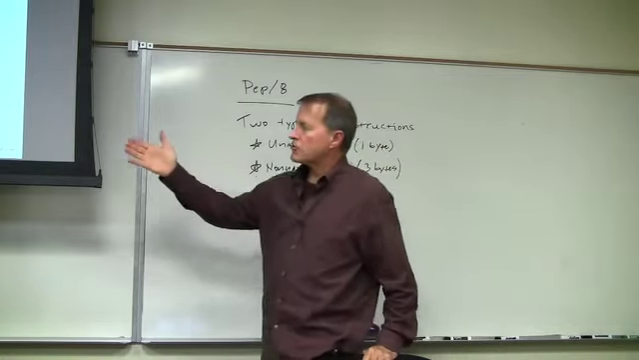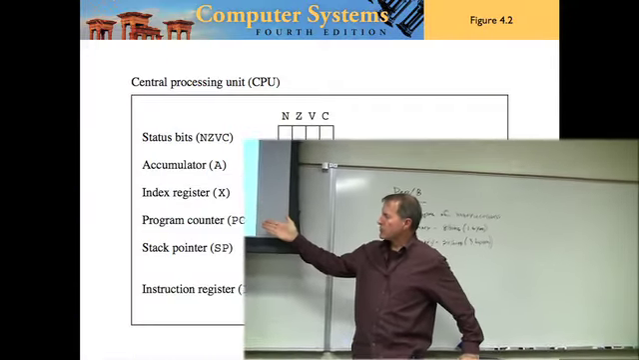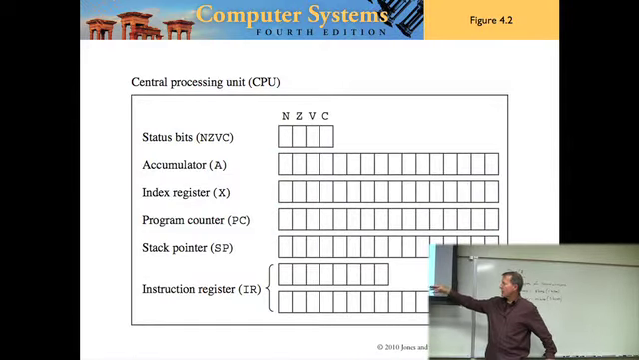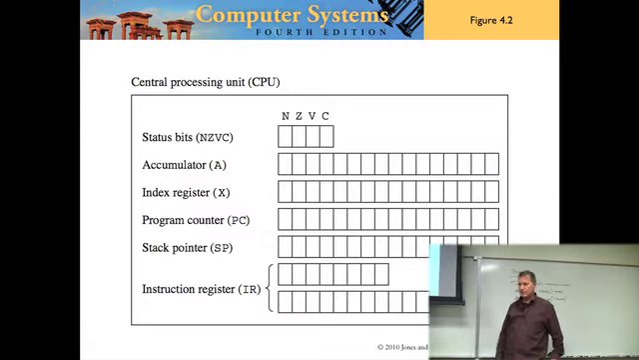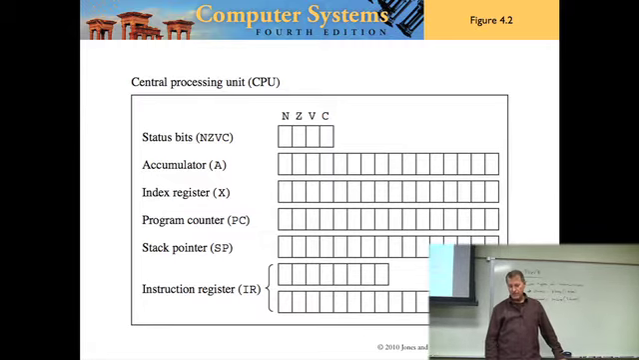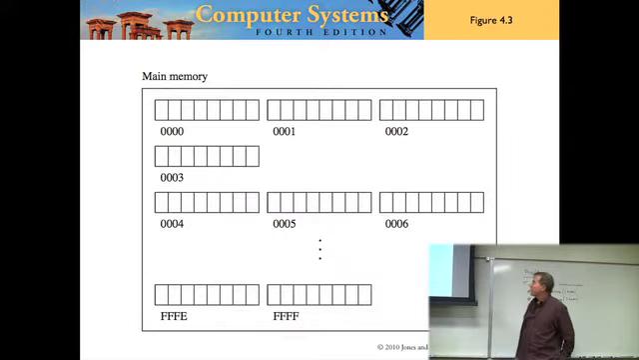So there might be situations in which the instruction register stores just 1 byte and the rest of it is just ignored. You see what I mean? But in other situations it would store all 3 bytes, all 24 bits. Is everybody clear on that? Okay, so that's what is in the CPU, the central processing unit. Now what's another component? Memory. So here is a picture, figure 4.3, of main memory.